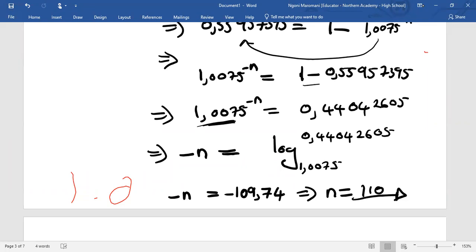So which means here you always round up. For example, if it was 109.1, you still round it up. You still make it up, because you are calculating that exponent.